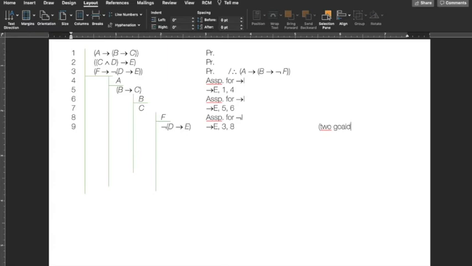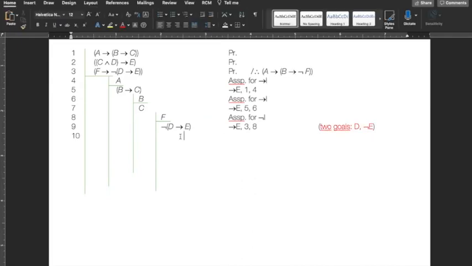Two goals. I want D, and that will allow me to get E. And then I also know that not E follows from this. So that will be helpful because that will get me a contradiction. So this is just a side note. So I'm going to start by assuming not D and seeing if I can get D out of this, because that will give me E, because I can combine C and D.